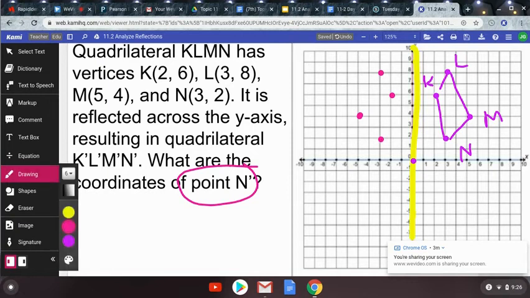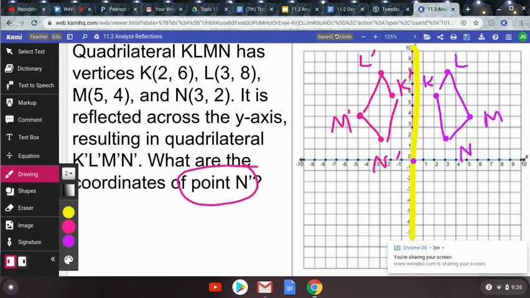So now I'm going to label those. This would be L prime, K prime, N prime, and M prime. And then connect them the best I can. Not beautiful. Pretty good. And then let's answer the question.